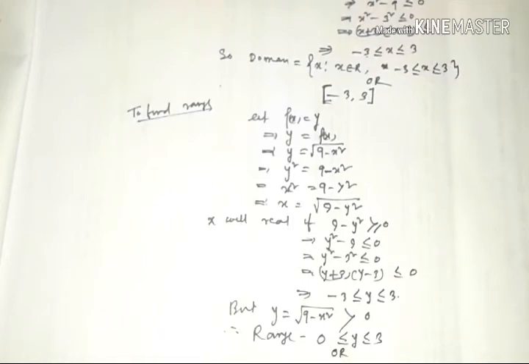So 0 less than or equal to y less than or equal to 3, or we can write it as 0 to 3 in the closed interval. This is the range.